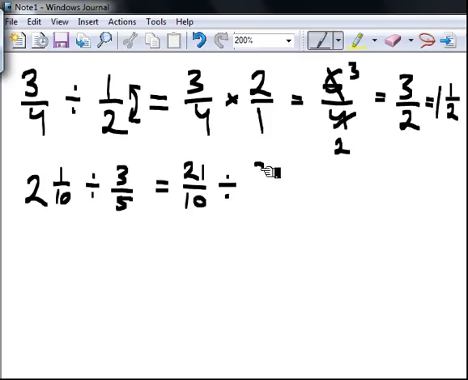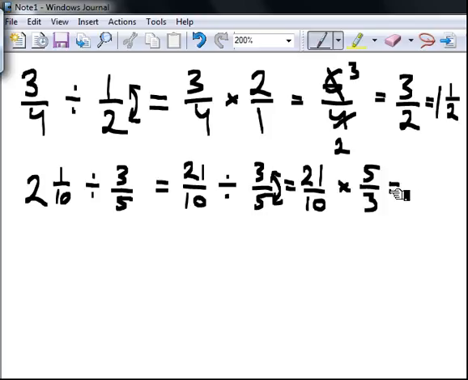divided by 3/5. Remember, we can write a division as a multiplication. The first one, 21/10, is going to remain the same. We don't change anything. Then we write a multiplication sign, and we're going to flip the second one. So we're going to turn it upside down. So 3/5 becomes 5/3.